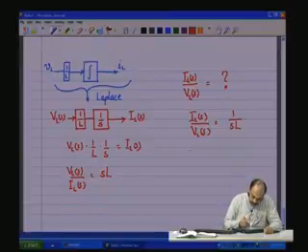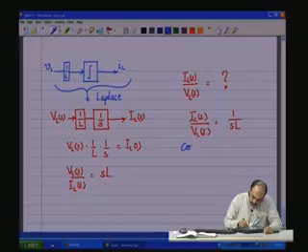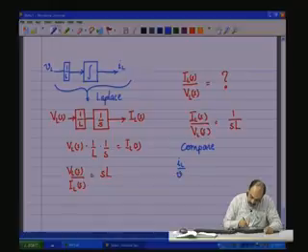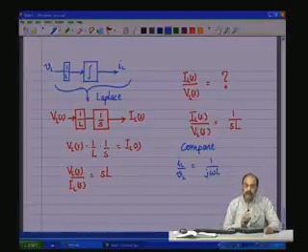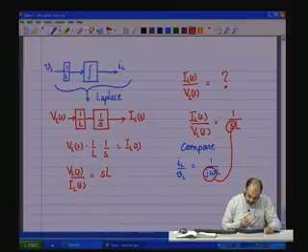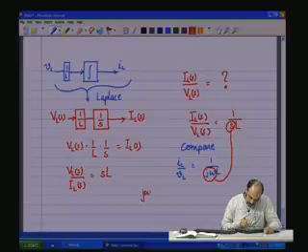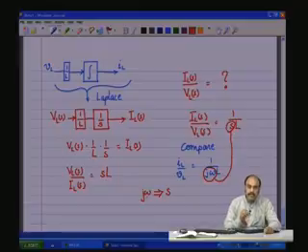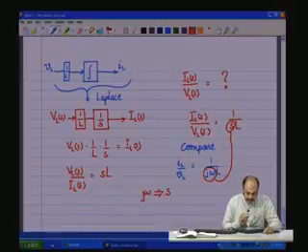Compare this with IL by VL, which is equal to 1/j omega L, the reactance. Look at a very similar equivalence that arises. j omega, which is in the sinusoidal steady state model, if it is replaced by S, then one obtains the Laplace model.